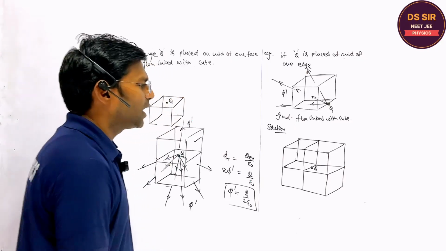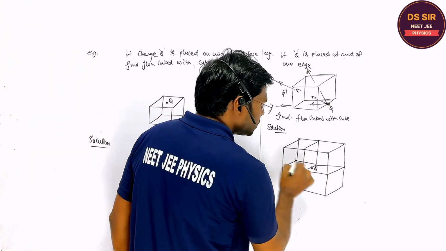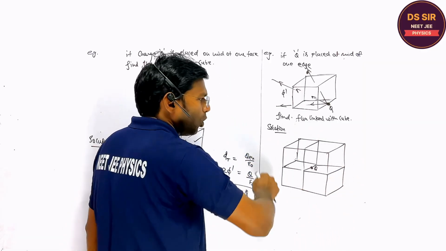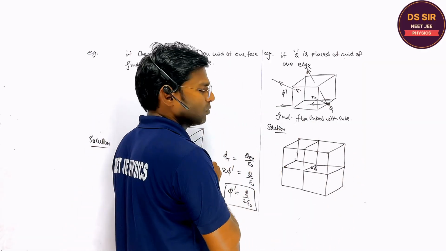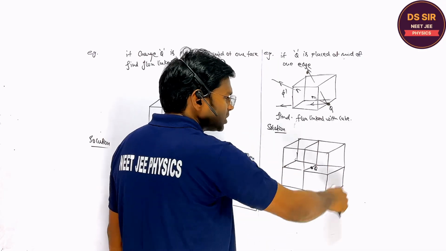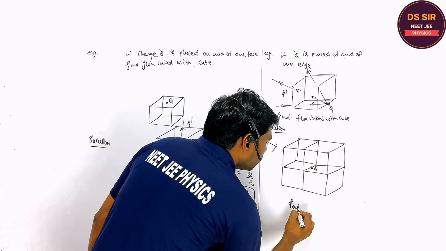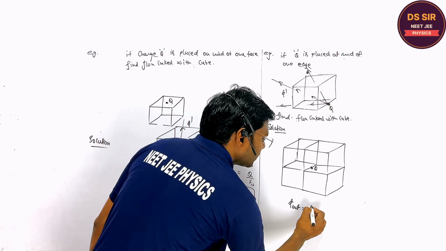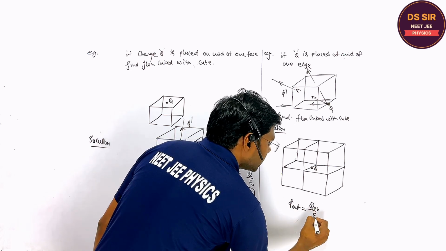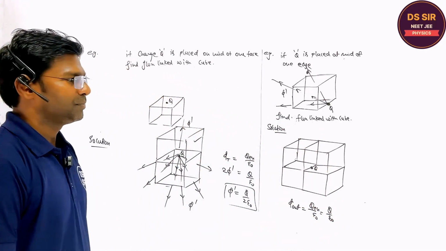So how many cubes are now? These are the 4 cubes. Now this charge q is enclosed by all this volume, or all this 4-cube surface, right? What is the charge enclosed? The charge enclosed is q. If you write the outward flux, Gauss's law says outward flux is equal to charge enclosed divided by epsilon naught. So it is q upon epsilon naught, right?